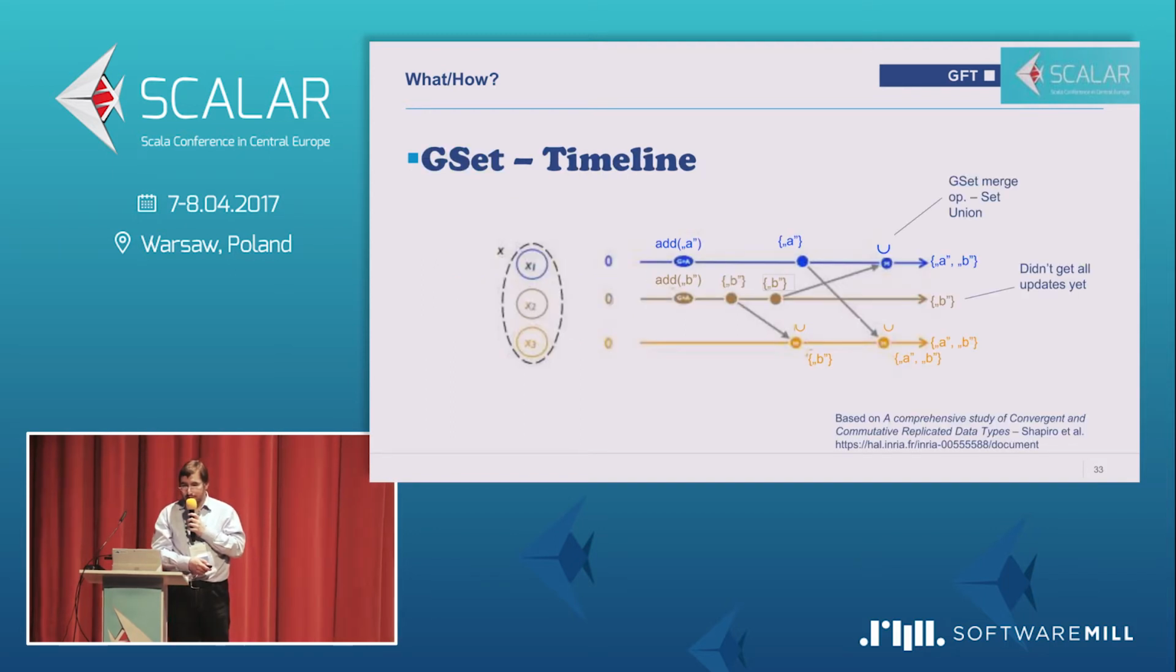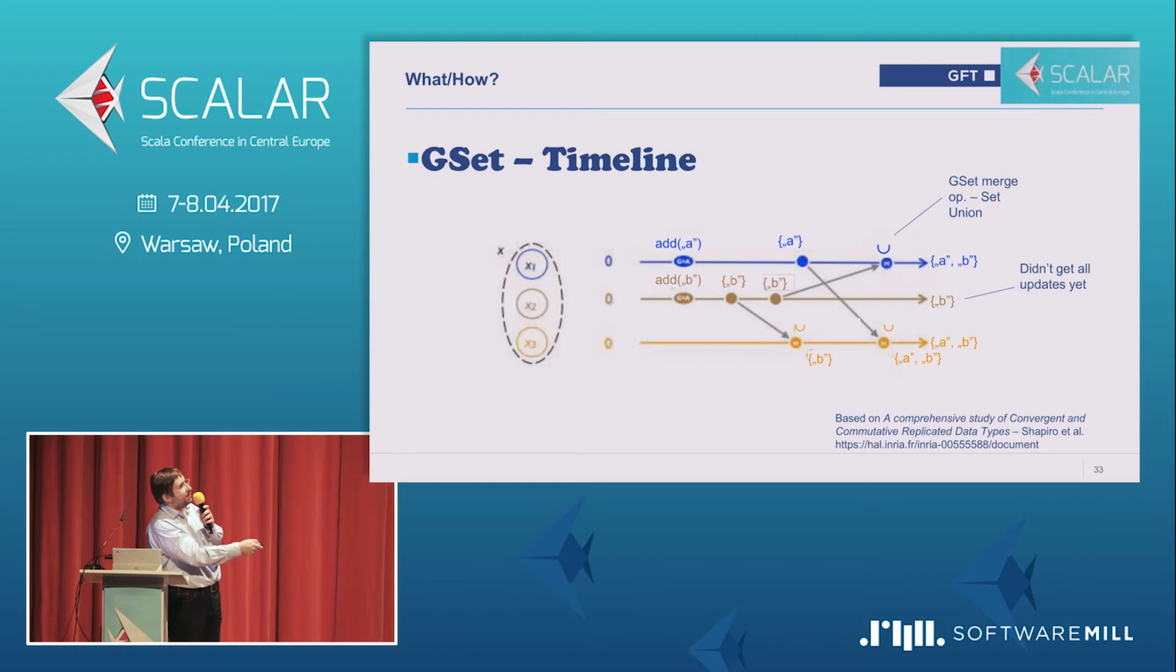This is the GSet's timeline. So let me stop for a while. X is our GSet, this object. These are instances on cluster nodes, okay? And on one node, I'm adding A. On another node, I'm adding B to the same GSet. What happens is the updates get replicated.